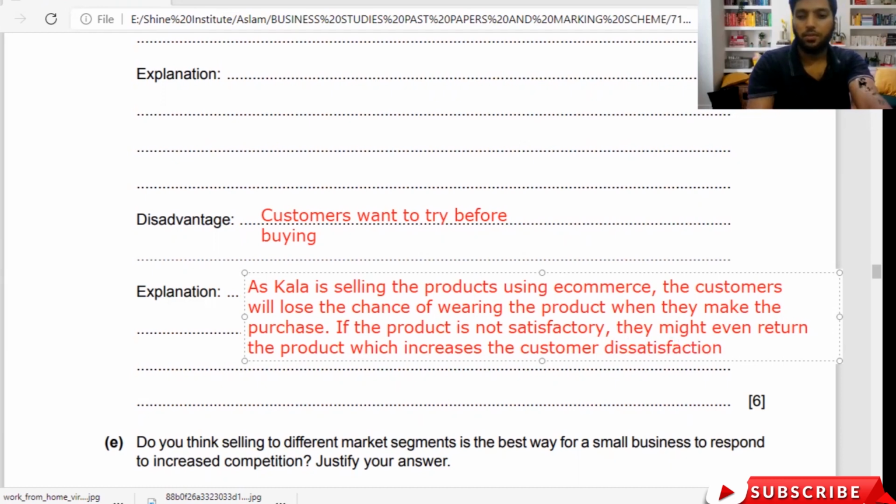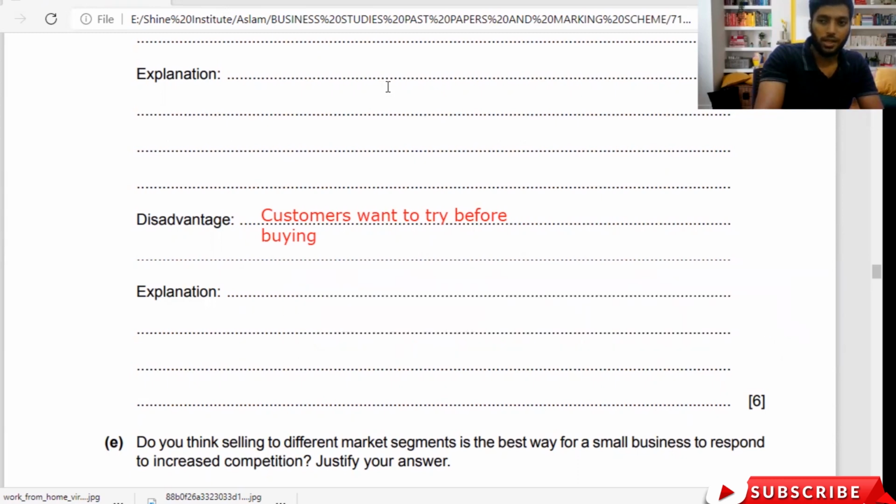So I have given you a term, guys. I have given the disadvantage that customers want to try before buying, and I have given a good explanation for you. As Kala is selling the products using e-commerce, the customers will lose the chance of wearing the product when they make the purchase. If the product is not satisfactory, they might even return it, which increases customer dissatisfaction, which is very bad for a business like Kala when they're selling products to customers. So I've given you the basic explanation on A, B, C, D.